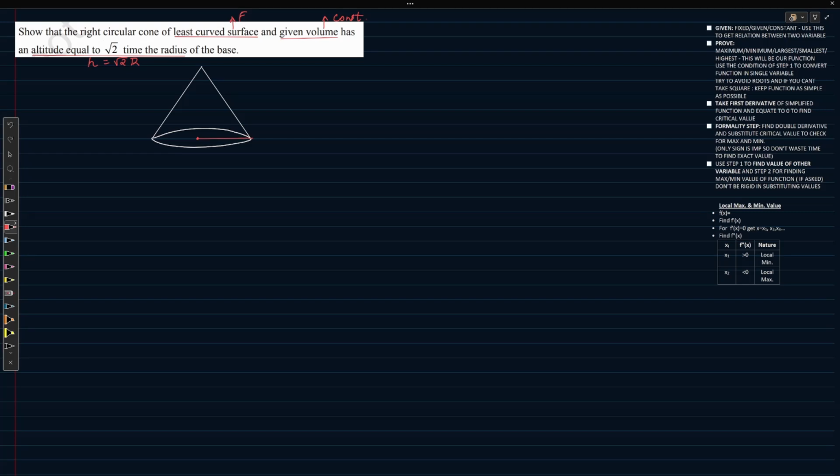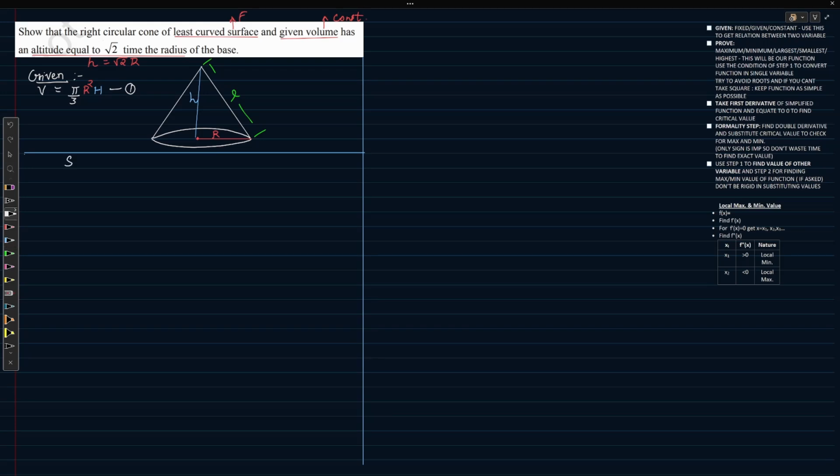Let the radius of the cone be r. Let the height of the cone be h. Okay, slant height is L. Now, given volume, it is given that volume is constant. So V is equal to pi by 3 into R square into H. Let this be equation 1.